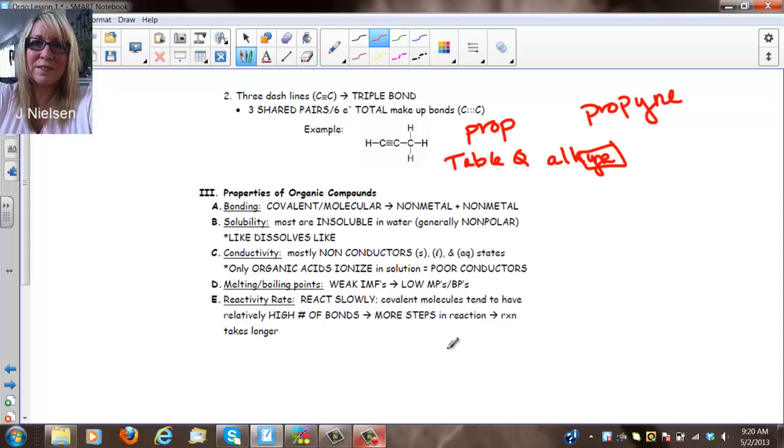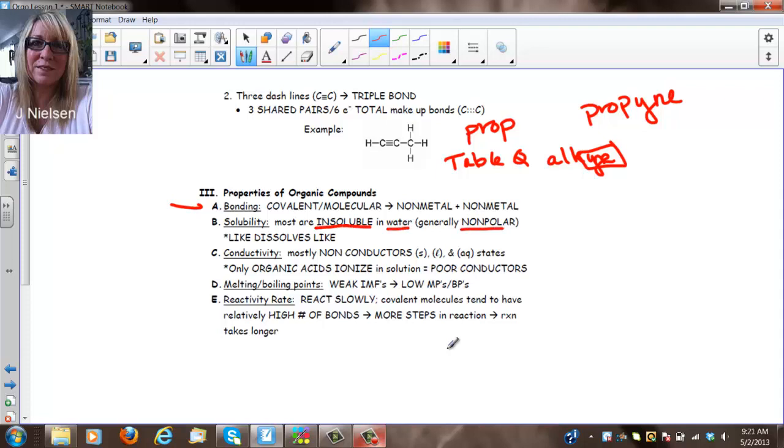Okay, let's look at some properties of organic compounds. First of all, I mentioned already that they are covalent or molecular. Remember that these two words are synonymous. We learned that in the bonding unit, which means it's made of nonmetals. Solubility. Most are insoluble in water.